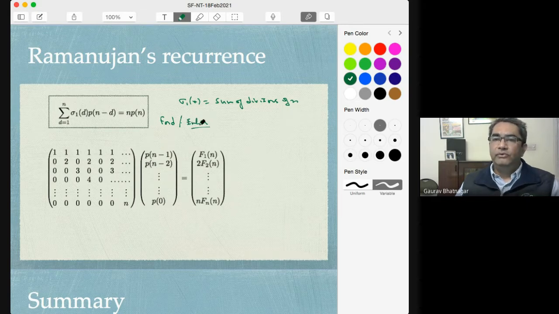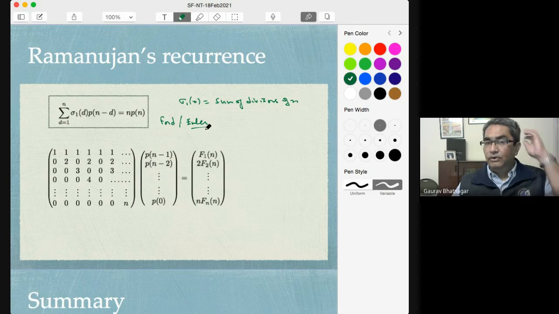So I'm not sure whether it's known to Euler, but it's possible, of course, Euler got it, but Euler got another recurrence for partitions. So it's possible he didn't bother.